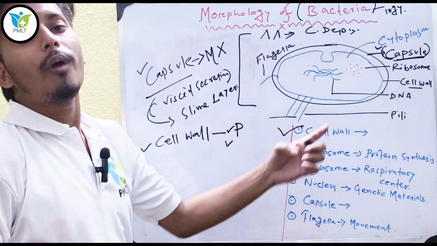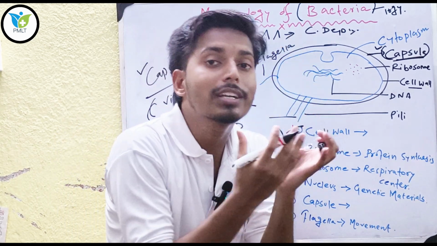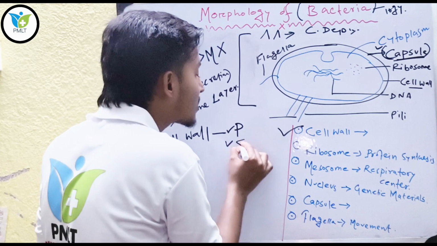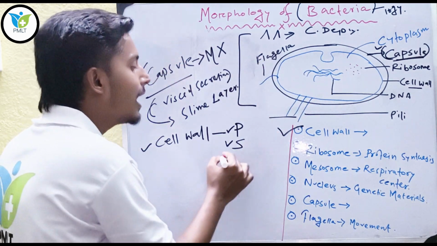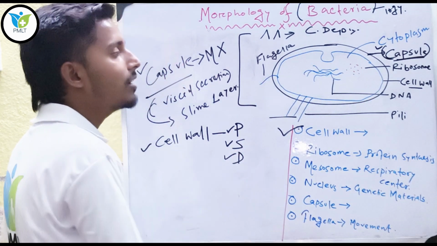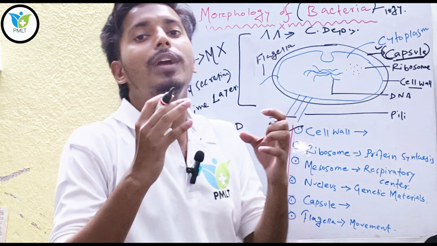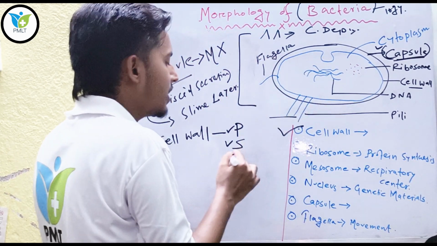Second, without the cell wall, your bacteria will not take its structure, so it basically helps to give the shape of the bacteria. This cell wall also helps in bacterial cell division. The cell wall helps to protect as well as to give internal protection to the bacteria.